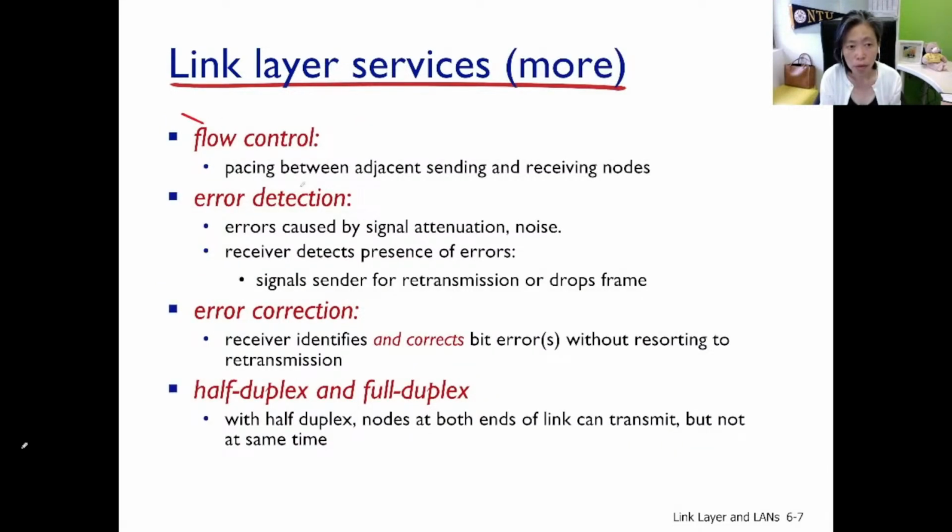Third is flow control. This is to pace the sending rate so that the sending node will not overwhelm the receiving node. The fourth and fifth functions are related. One is to detect errors. The other is to further correct the errors. You can imagine for certain links, you definitely want to do error detection, and for certain links, you might want to do error correction. And last is half duplex and full duplex. This is related to how the bits are modulated on the link. For a half duplex link, nodes can send over the link in both directions, but not at the same time. For a full duplex link, data can be sent in either direction at the same time.